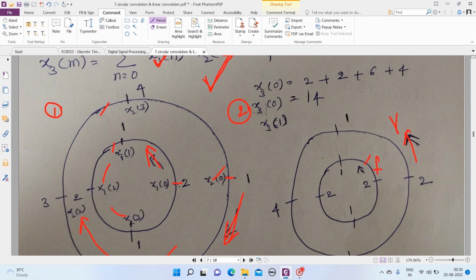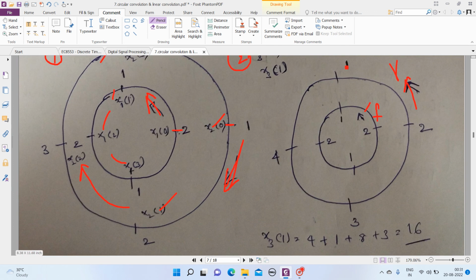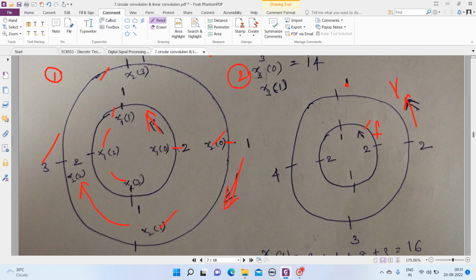These are fixed. Just see here, here the x2 of 0 value is 1 because of delay 1, so it goes here. See here, 1 here, 4 here, this 3 value comes here, and this 2 value goes here. I am rotating anti-clockwise only. It represents delay by 1.